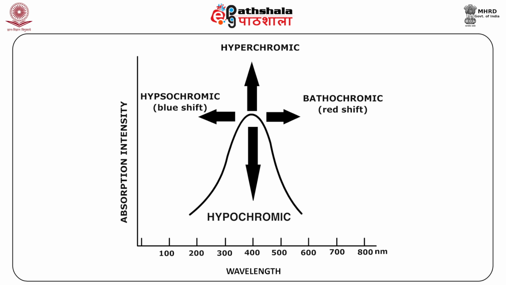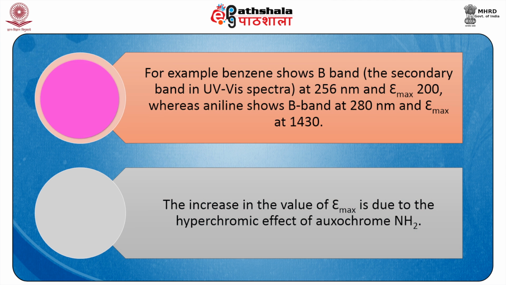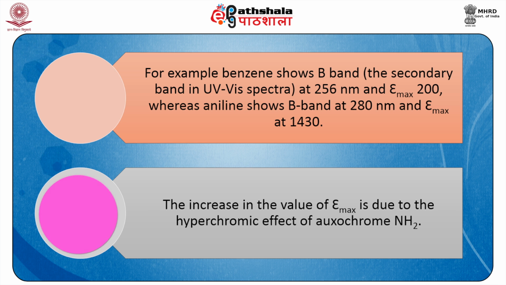Coming on to the third type of effect, which is known as the hyperchromic effect. It is an effect which results in increased absorption intensity. The introduction of an auxochrome usually causes hyperchromic effect. For example, consider benzene, which shows the B band, the secondary band in UV visible spectra, at 256 nanometer, as mentioned earlier, with an Emax value of 200, whereas aniline shows the B band at 280 nanometer with the Emax at 1430. Thus, you can notice the increase in Emax, students, due to the hyperchromic effect of auxochrome NH2 introduced in benzene.